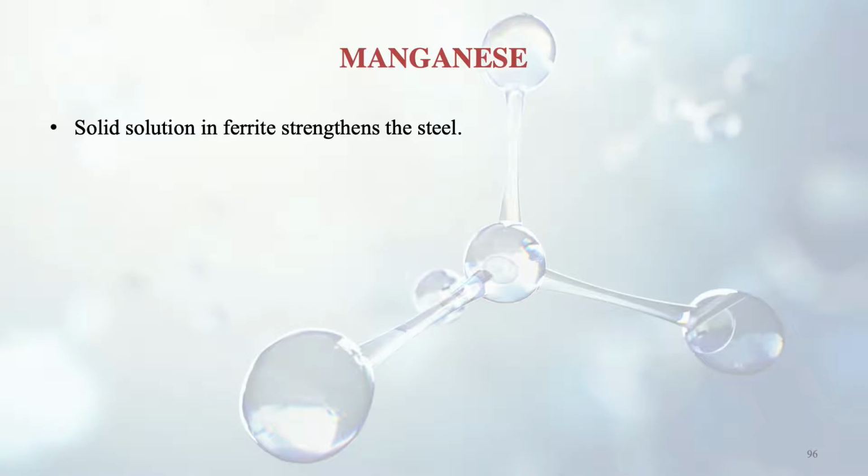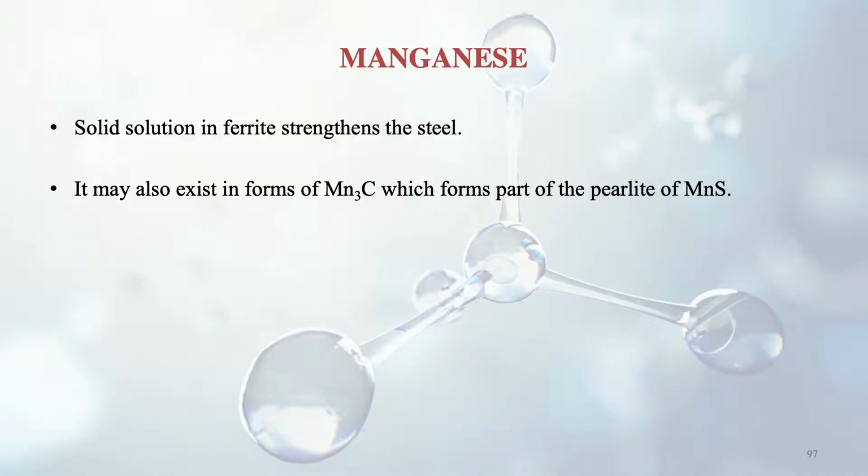Now we discuss manganese. Solid solution of manganese in ferrite will strengthen the steel. Ferrite we have discussed, it is the softer type of iron, and manganese strengthens it. This manganese also exists in the form of Mn3C, manganese carbide, and it forms part of the pearlite. It also combines with sulfur, meaning manganese sulfide.